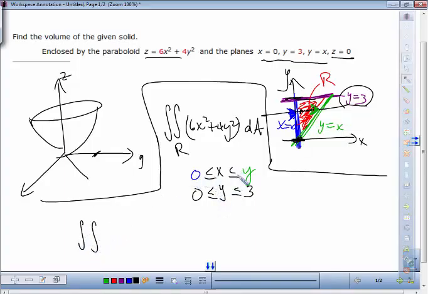So the inner integral is with respect to x. We got the 6x squared plus 4y squared. The inner integral is with respect to x, so I'm going to put that x inside. And my limits with respect to x are 0 to y. And then after I get the result of that, I'll take the integral with respect to y. And the y limits are going to go from 0 to 3. Okay?